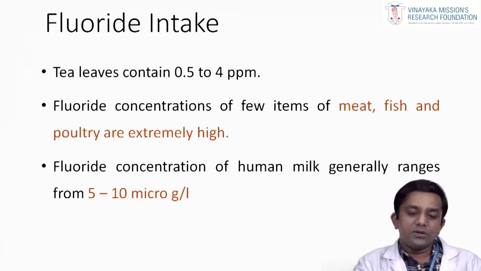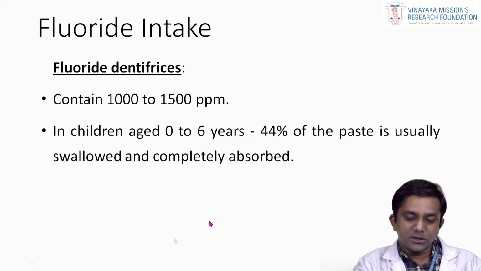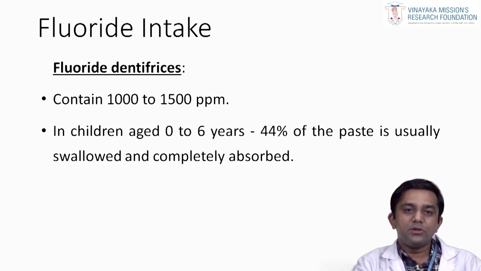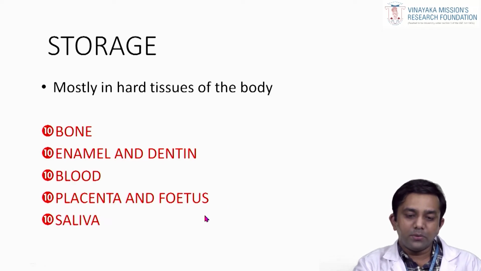Coming to intake of fluoride, the highest concentration is from meat, fish and poultry products. Fluoride in dentifrices contains about 1000 to 1500 ppm. In children aged 0 to 6 years, about 44% of the paste is usually swallowed and completely absorbed. So, mostly it is stored in the hard tissues of the body, that is bone, enamel and dentin, and also in blood, placenta, fetus and saliva.